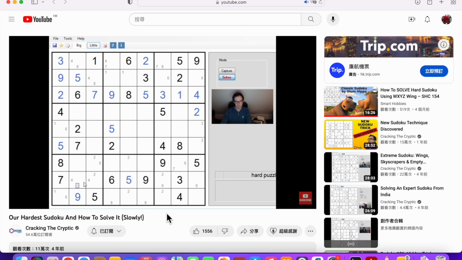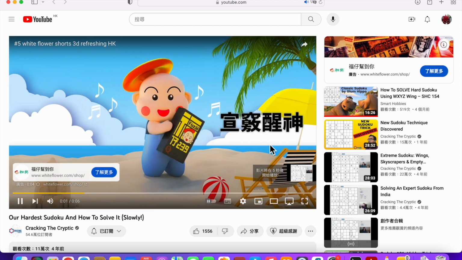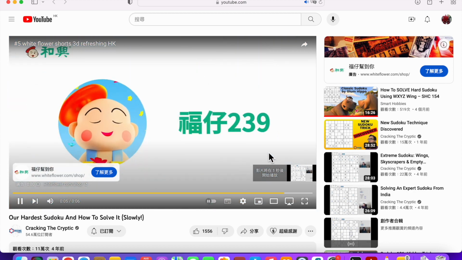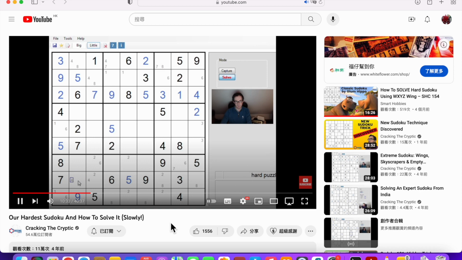This square is interesting, isn't it? This can only be a 1 or a 4.